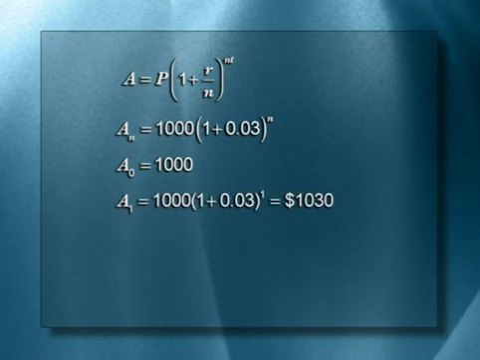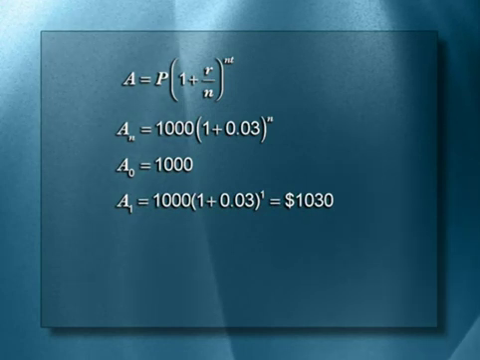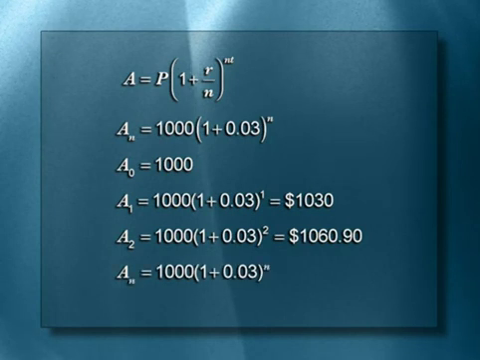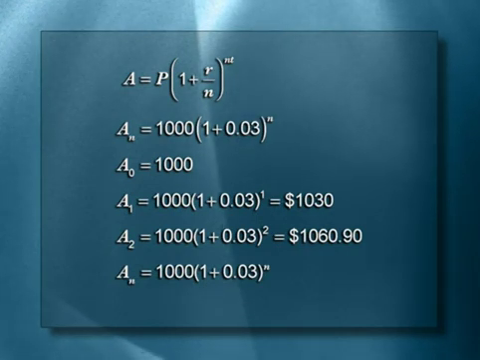After 1 year, you plug in 1 as the exponent and you get $1,030. You've earned $30 of interest. After 2 years under this compound interest, you have $1,060.90. And you go on. That's a sequence of numbers. It's the amount of money you have in your bank account at the end of each year.